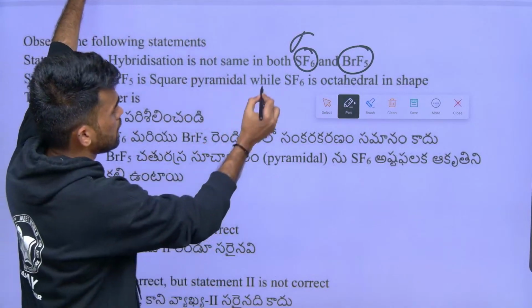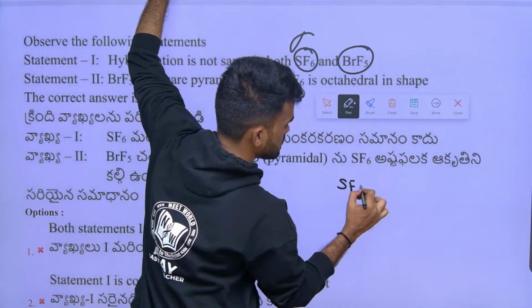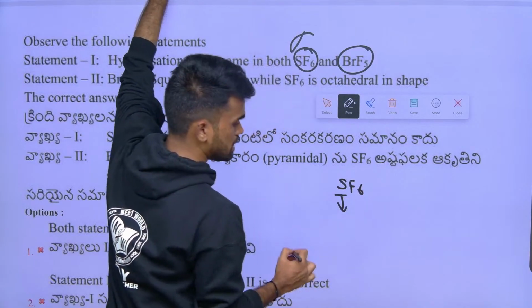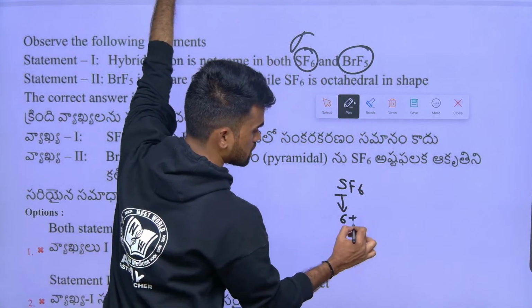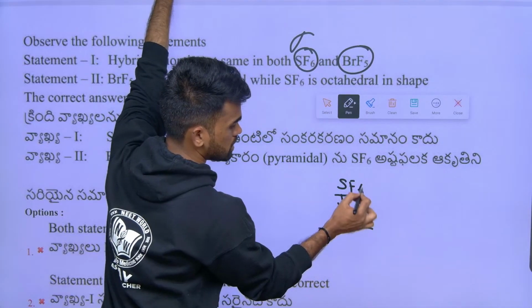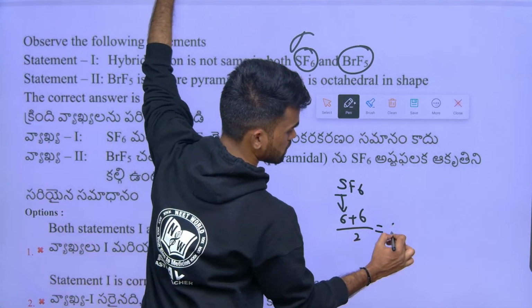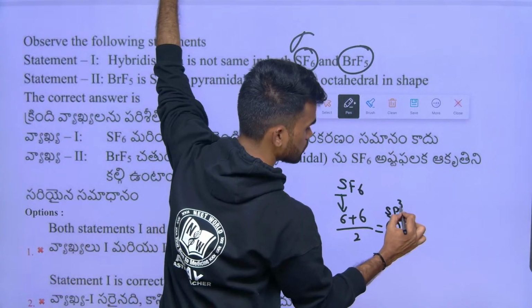So we have SF6 now. Sulfur is a 16th group element with 6 valence electrons, and the number of monovalent atoms is 6, so 6 plus 6 is 12, divided by 2 is 6. So it is sp3d2.